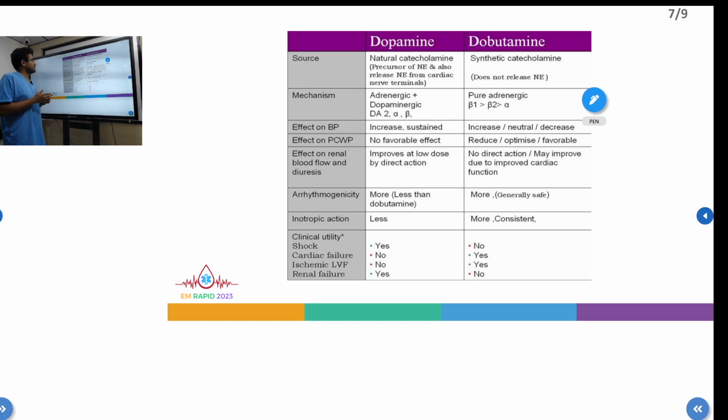Dobutamine is a synthetic analog which can be used for cardiogenic shock as well as persistent hypotension cases, and it is given at 2 to 28 microgram per kilogram per minute.